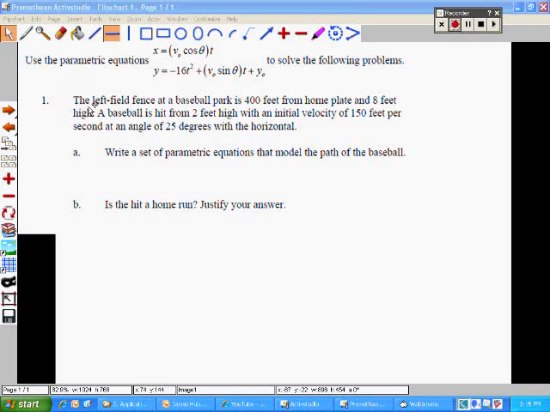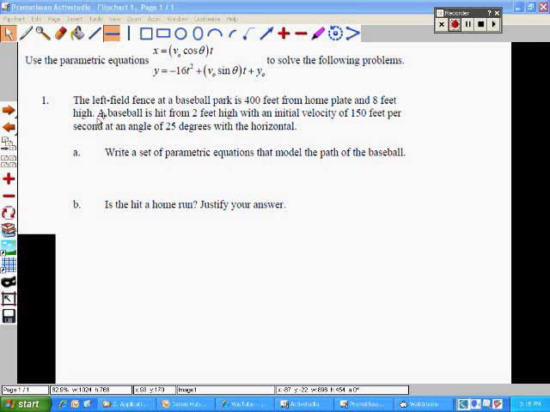Number 1, the left field fence at a baseball park is 400 feet from home plate and 8 feet high. A baseball is hit from 2 feet high with an initial velocity of 150 feet per second at an angle of 25 degrees with the horizontal. Part A says write a set of parametric equations that model the path of the baseball. Part B says, is the hit a home run? Justify your answer.